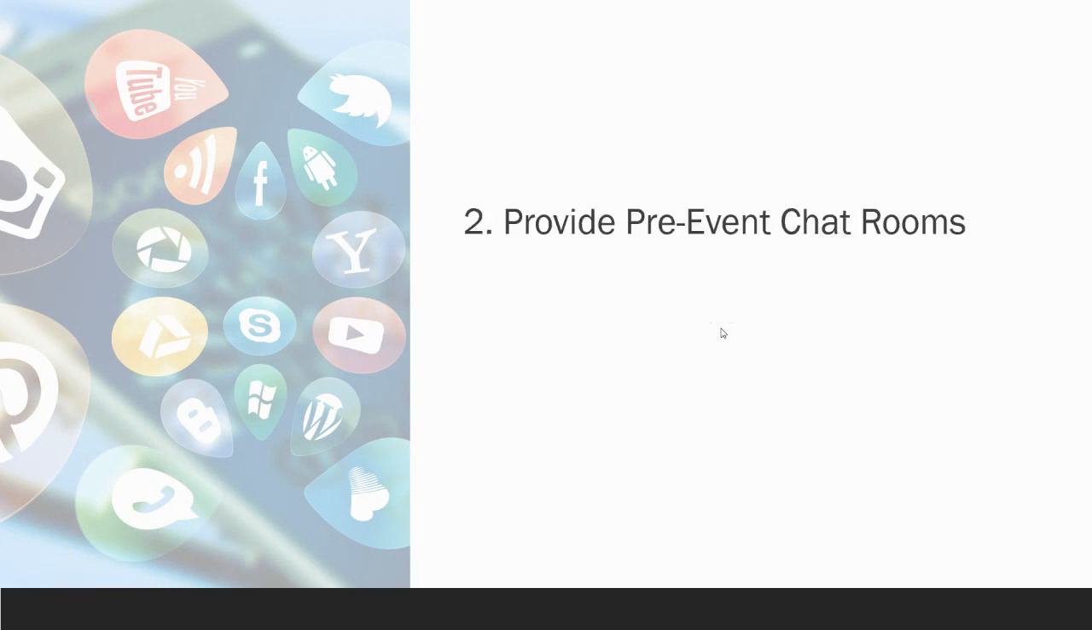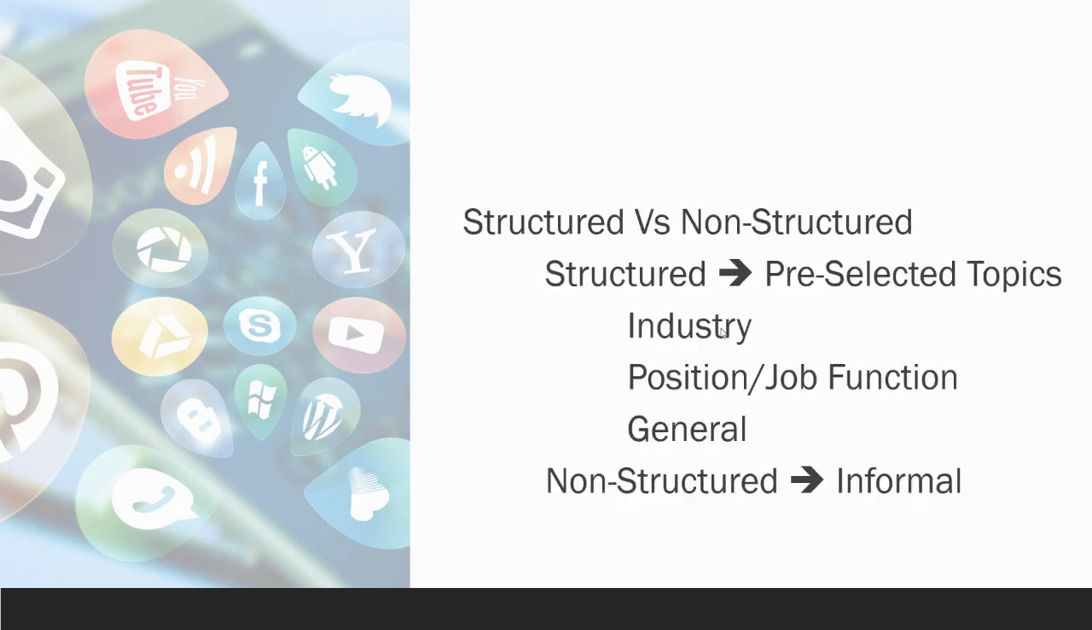The next thing you could do is provide pre-event chat rooms. So you could have either a structured or a non-structured chat room. And this could be considered similar to round tables. So first of all, structured would be pre-selected topics where you select the topics based on the industry. It could be a position or job function, or it could just be a general topic. Non-structured is totally informal and just allows the people to get to know one another.